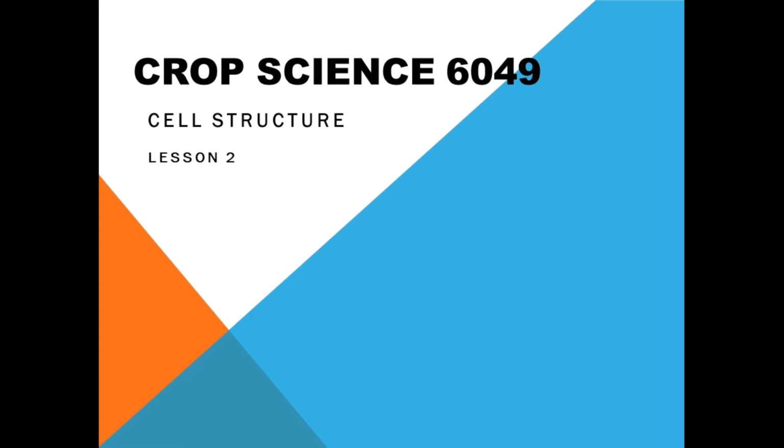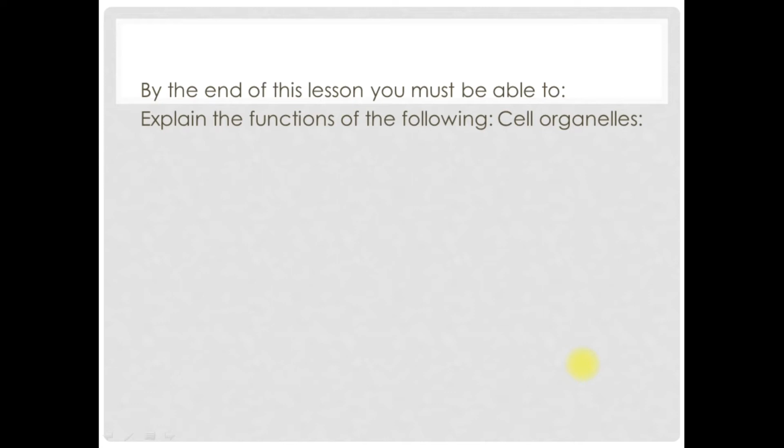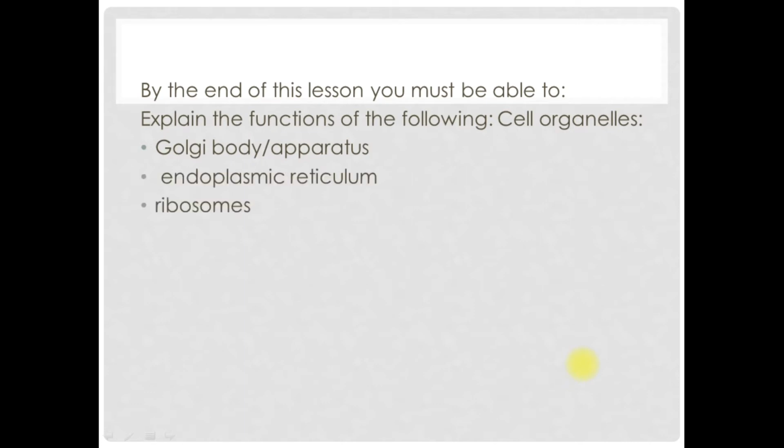In today's lesson, we are still looking at cell structure and this is lesson number 2. By the end of this lesson, you must be able to explain the functions of the following cell organelles: Golgi apparatus or Golgi body, endoplasmic reticulum, ribosomes, chloroplast, mitochondria, and microtubules.